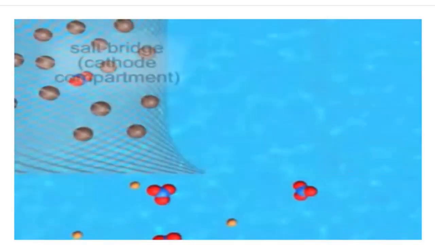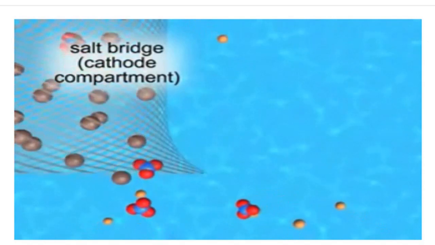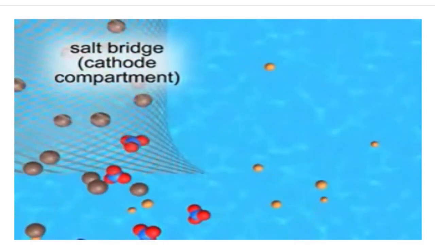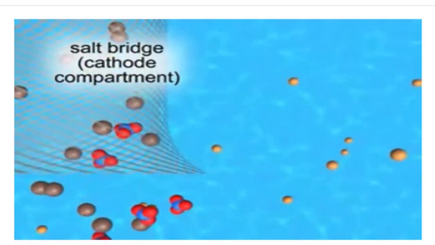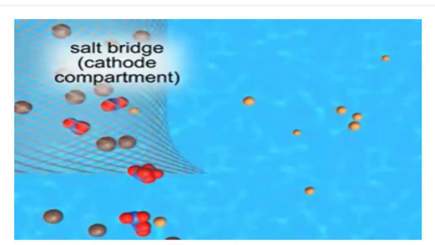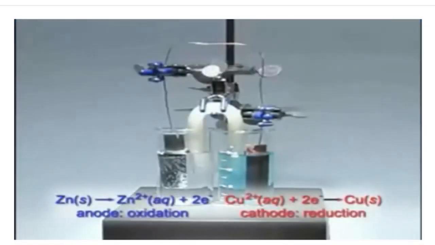In the cathode compartment, sodium ions leave the salt bridge and nitrate ions enter it to balance the loss of positive charge as copper-2+ ions leave the solution and are reduced at the cathode. Thus, charge flows continually as the cell operates.